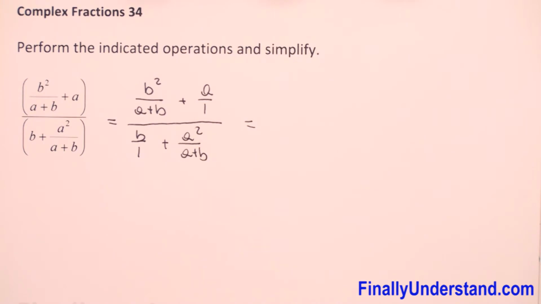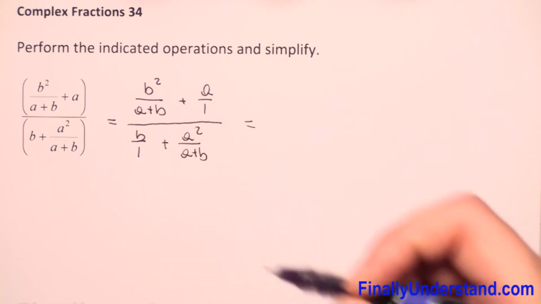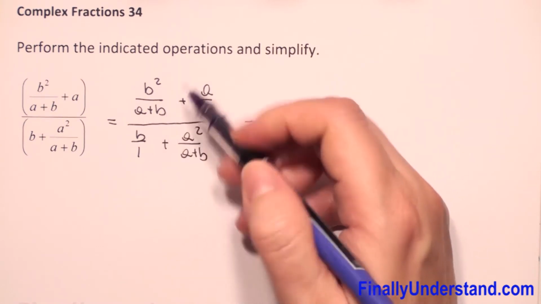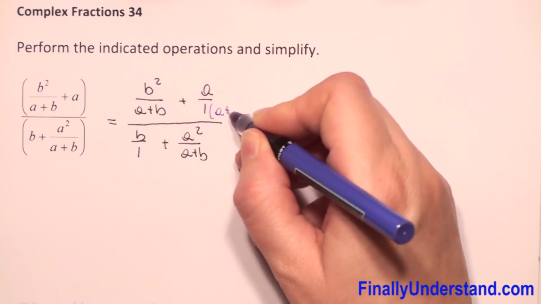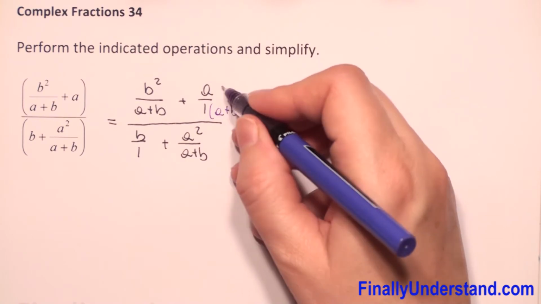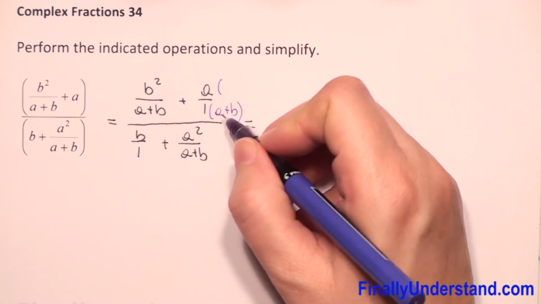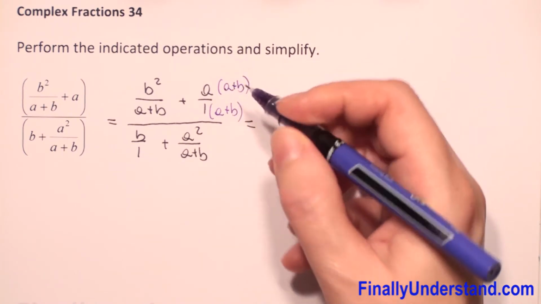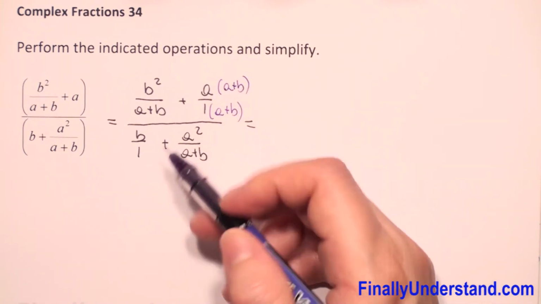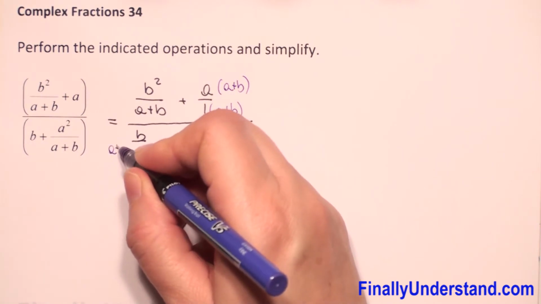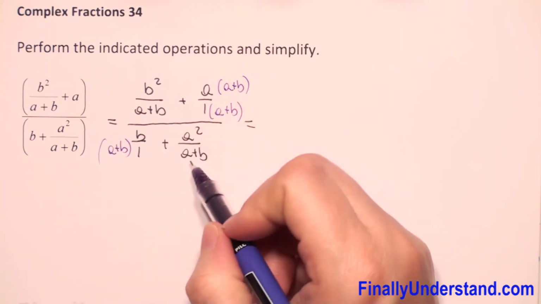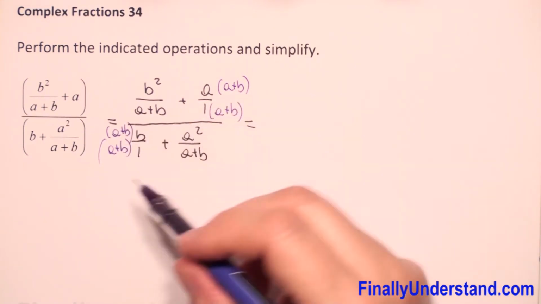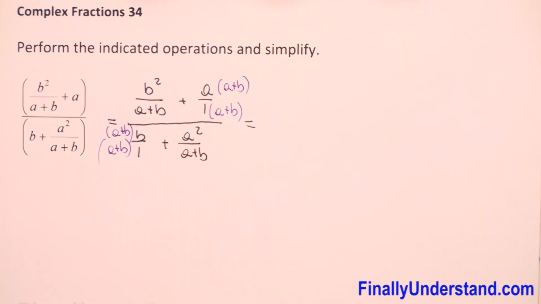So for a plus b and 1, the common denominator will be a plus b. I have to just multiply 1 times a plus b. To get a plus b the same, I have to do the same with the numerator. Whatever I did with the denominator, I have to do the same with the numerator always. And 1 times a plus b to get a plus b, the same with the numerator.